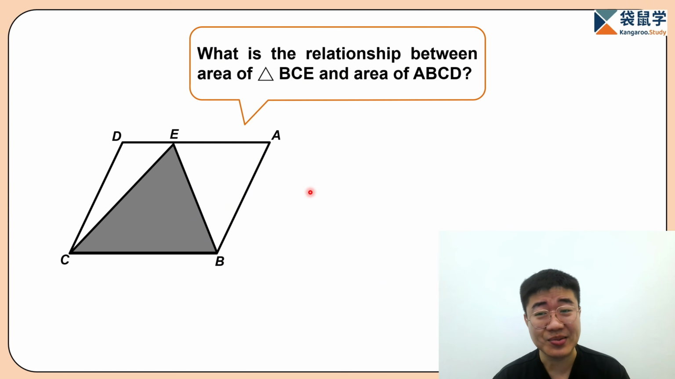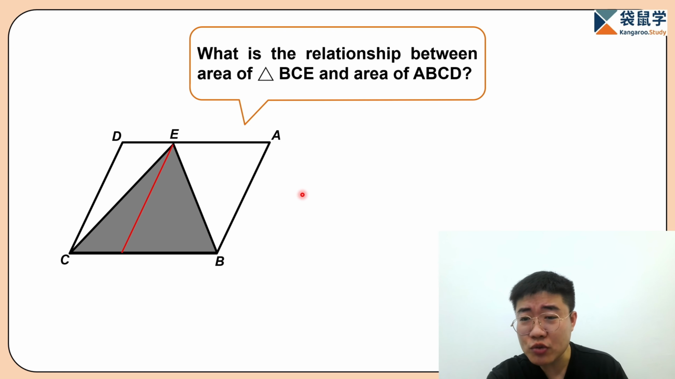We can see that this question, compared to just now, we cannot find it directly. So what we can do is cut the figure here into something that we already know. So suppose we cut it here. We are going to get two parallelograms here. So let's look at the parallelogram on the left.